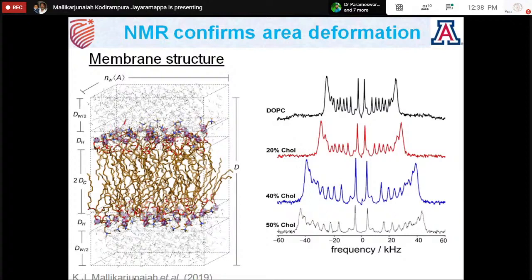And we did similar types of measurements with cholesterol, and we took another lipid molecule. We are trying to understand how cholesterol can modulate the properties of the lipids and how well it would enable us for biological applications.